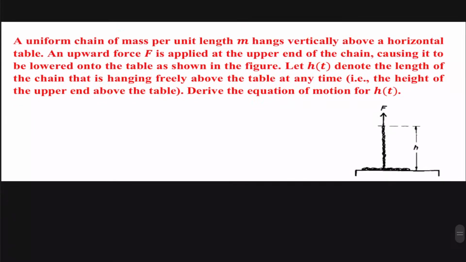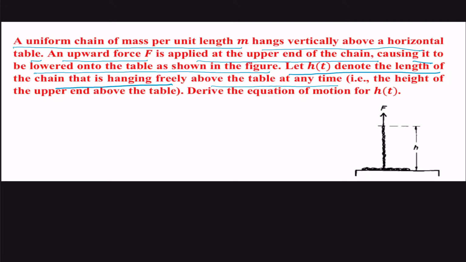Okay, we come to the next question. And in this question we are given that a uniform chain of mass per unit length m hangs vertically above a horizontal table, and upward force F is applied at the upper end of the chain, causing it to be lowered onto the table as shown in the figure. Let h of t denote the length of the chain that is hanging freely above the table at any time, the height of the upper end above the table. Derive the equation of the motion of h of t.